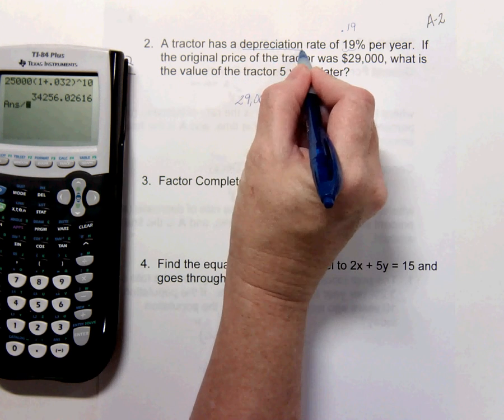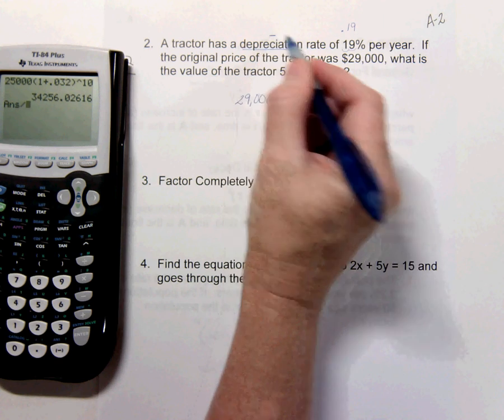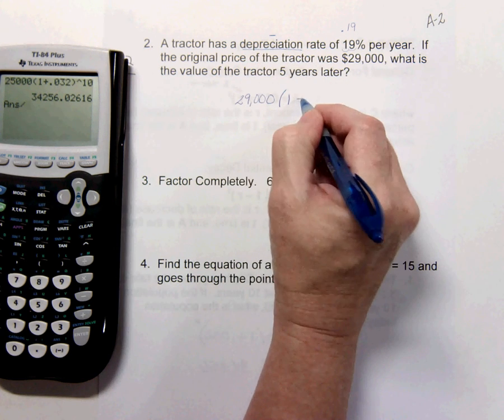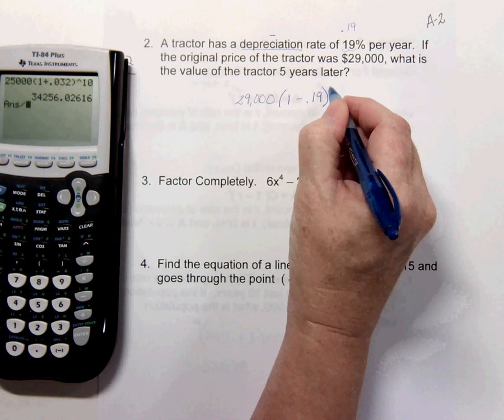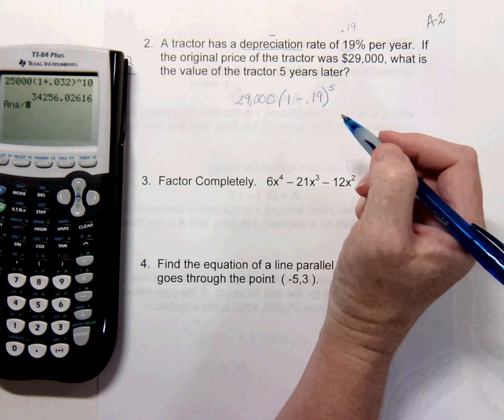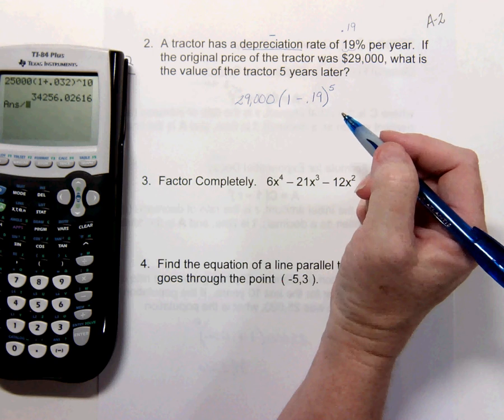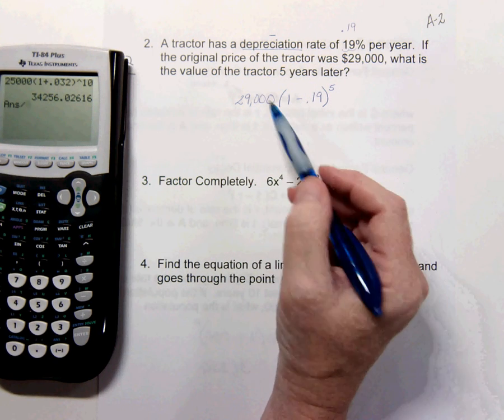Depreciation means a decay, so it's subtraction. So you've got the 1 minus the 0.19 this time. Raise that to a power of 5 years later. So when you talk about something depreciating, the value of it will go down.